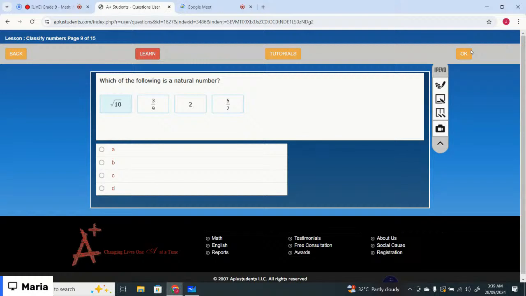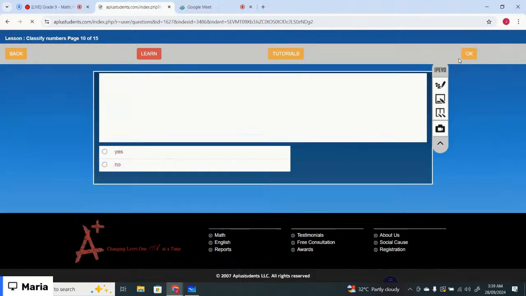Which of the following is a natural number? Option number C is the correct option. Is pi an integer? No, pi is not an integer, right? Okay, you can complete the lesson by yourself later today.